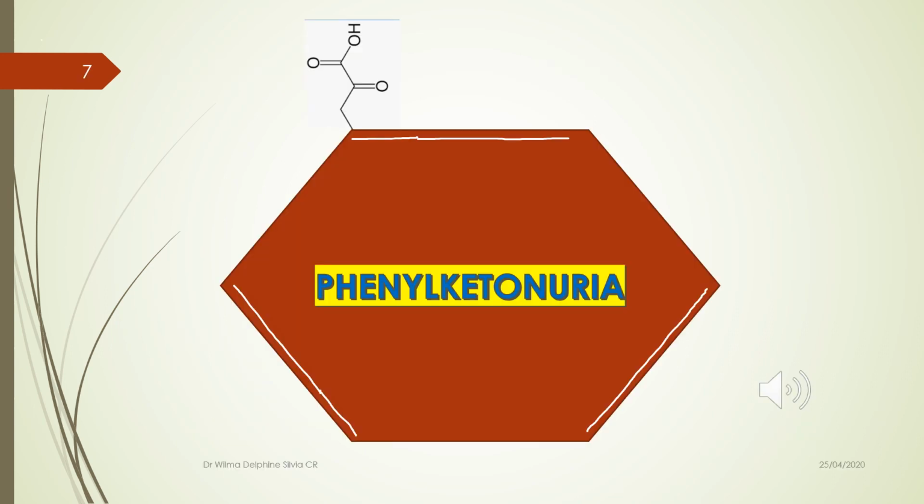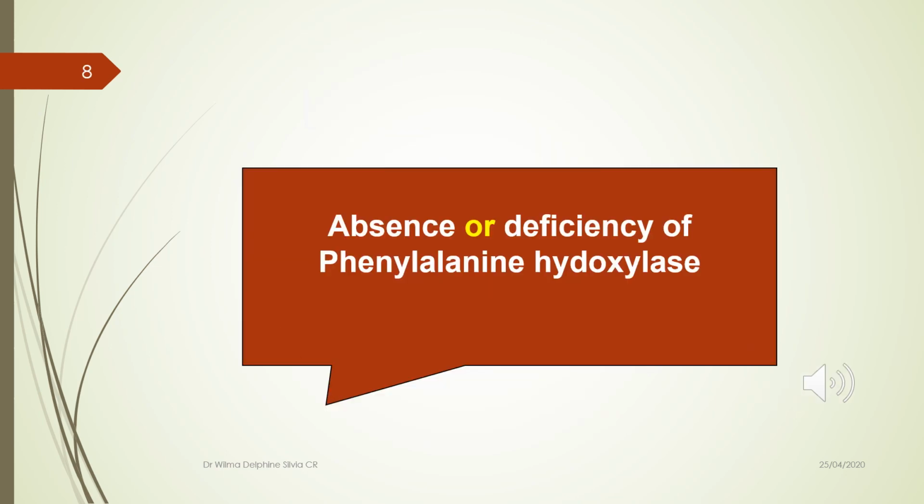We are going to discuss phenylketonuria, which is an important inborn error of amino acid metabolism, which is relatively common and which responds to dietary treatment. Absence or deficiency of phenylalanine hydroxylase leads to the most common clinically encountered inborn error of amino acid metabolism, which is known as phenylketonuria.